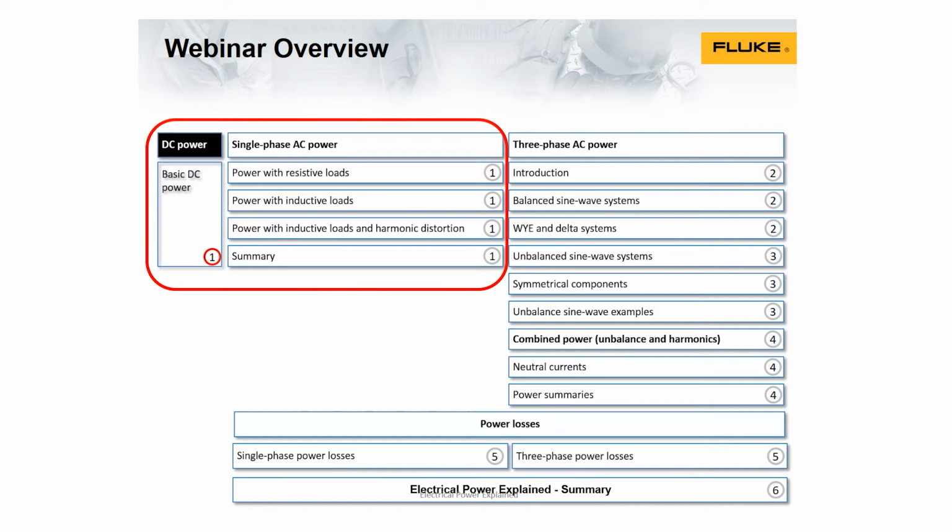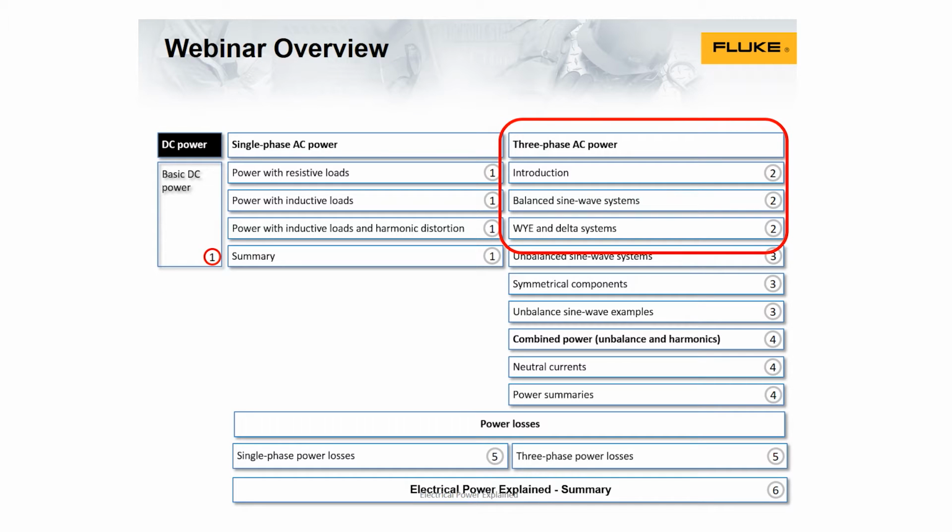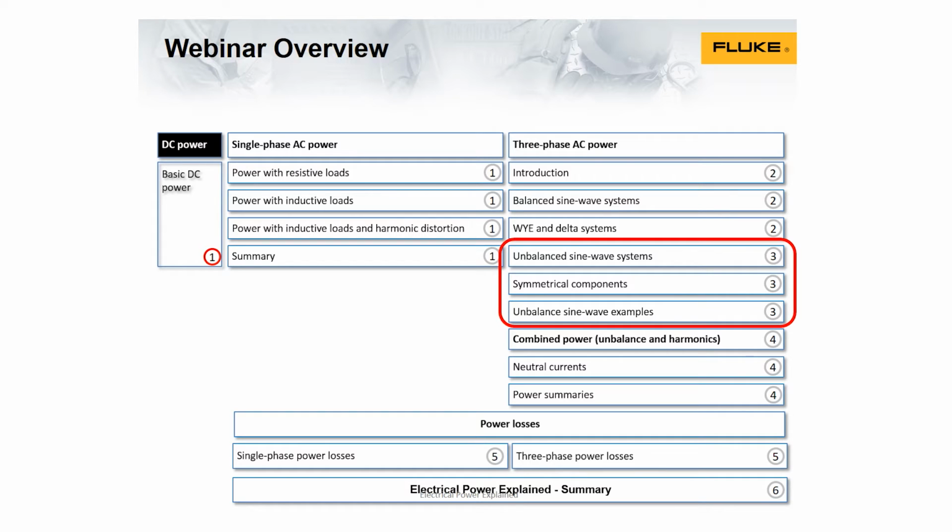Part 1 will discuss the basics of both DC and single-phase power, and also harmonics will be introduced. Part 2 presents the basics of three-phase systems, and the difference between Y and delta systems will be explained. In Part 3, we will see what is meant by unbalanced three-phase systems and how we can calculate the powers in these systems. We will see there are different methods, each giving different results. Part 4 will discuss the combination of unbalance and harmonics, which result in neutral currents.